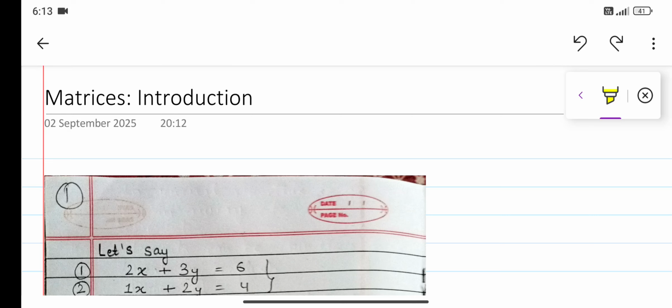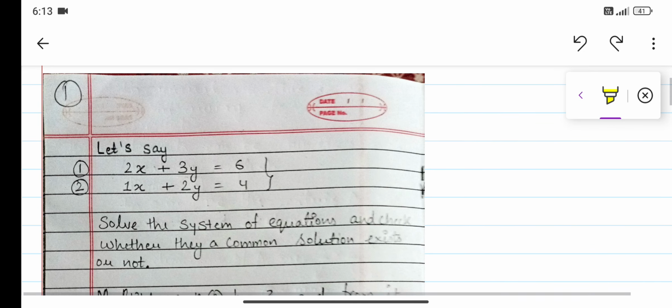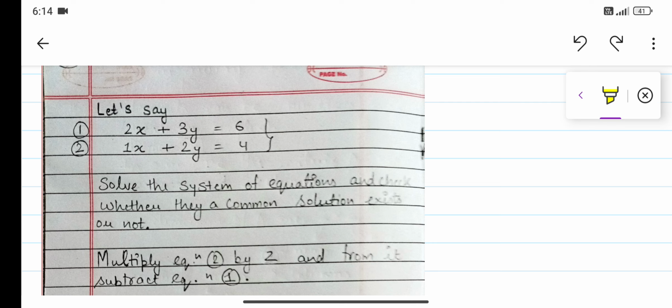In this video, we are going to learn about matrices from an introductory point of view. So let's get started. Let's say we have simultaneous equations in two variables. Our first equation is 2x plus 3y equals 6, and our second equation is x plus 2y equals 4. Now we are asked to solve this system of equations and to check whether a common solution exists or not. The most common approach that we have learned in our earlier maths classes is the elimination method.